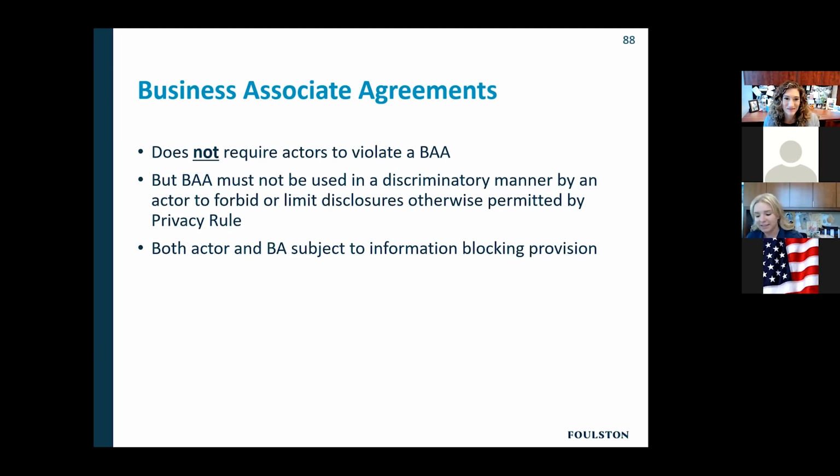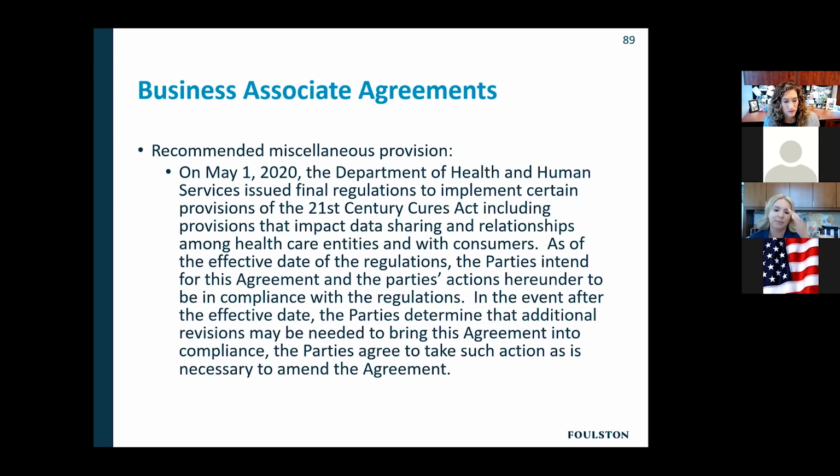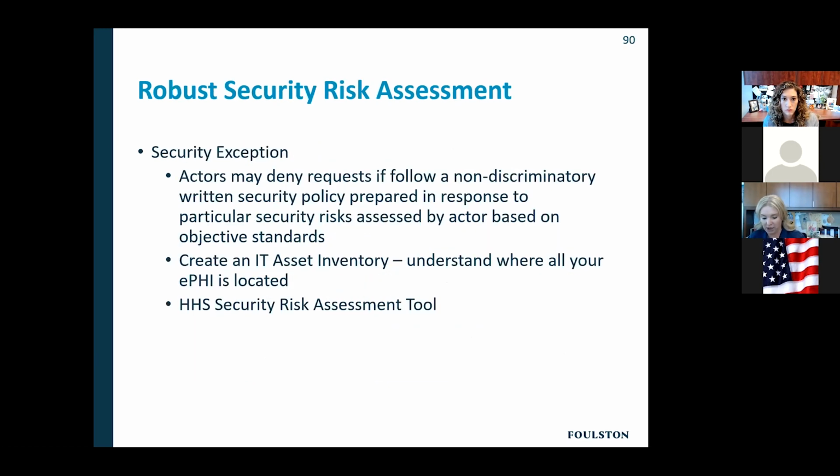This next slide is some helpful information. By and large, we didn't see a need to update our business associate agreements with respect to the information blocking rule. But Amanda and I did develop this language that you can stick at the end of your business associate agreement that just acknowledges both parties are aware of the information blocking rule and that it's their intent to comply with it. And if there happens to be a provision in the business associate agreement that would be considered to be in violation, the parties are acting in compliance and will make the necessary amendments in the event that becomes necessary.